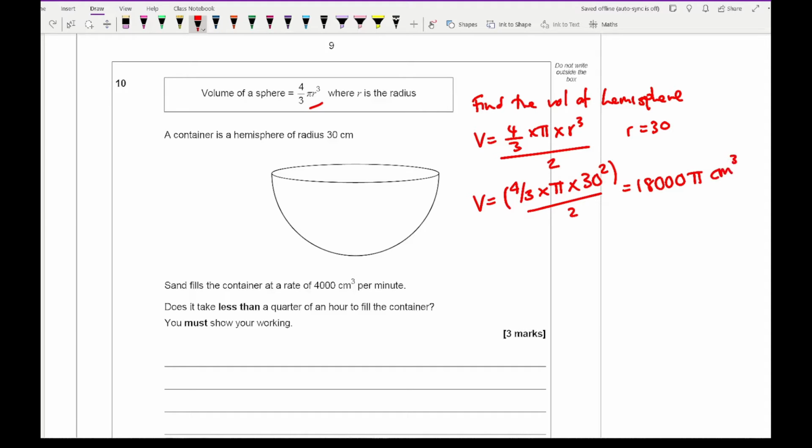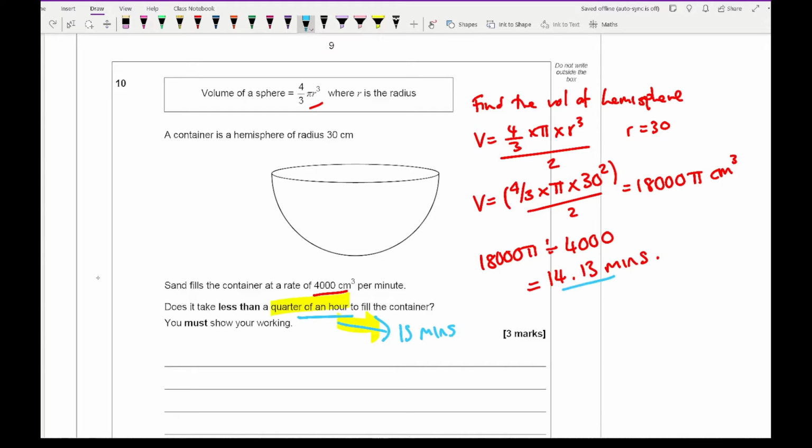And that's in centimetre cubed. I then need to work out what rate it is going to be. So it's going to be 18,000 pi divided by 4,000, and that equals 14.13 minutes. Now here it says that we've got a quarter of an hour, and how many minutes are there in a quarter of an hour? Well, that's going to be 15 minutes.